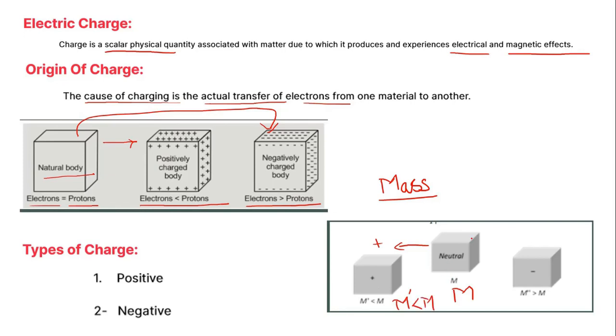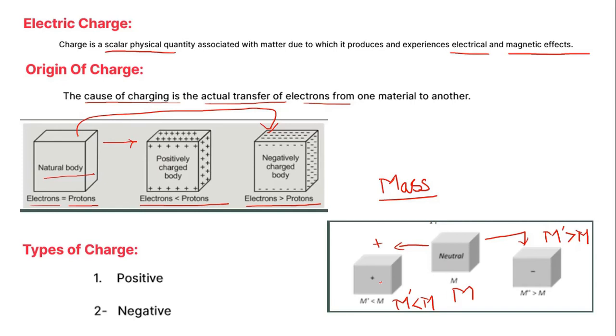Now another case: if the same neutral body becomes a negatively charged body. We know that a body can become negatively charged by accepting electrons. Since electrons are accompanied by mass, this negatively charged body's new mass will become m dash, which will always be greater than the mass of the original neutral body. So keep this in mind.